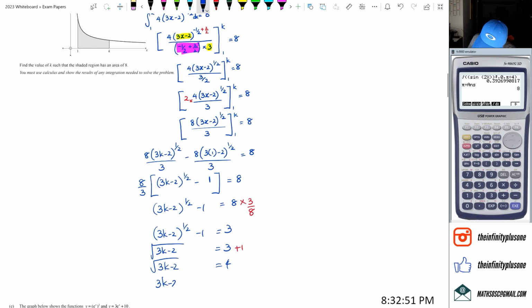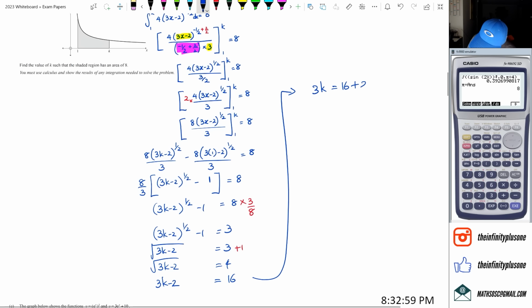Square both sides. 3k minus 2 is equal to 16. And then we're going to get 3k is equal to 16 plus 2. 3k is equal to 18. k is equal to 18 over 3. k is equal to 6.